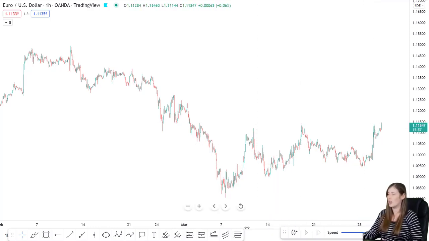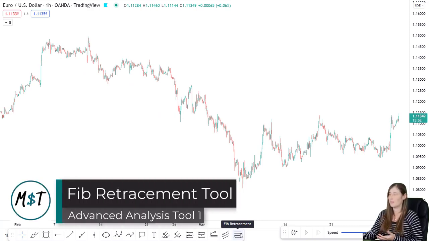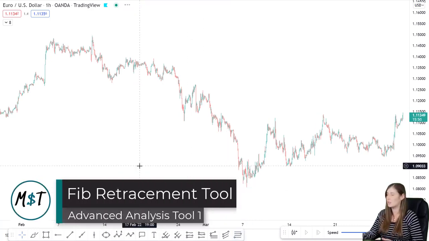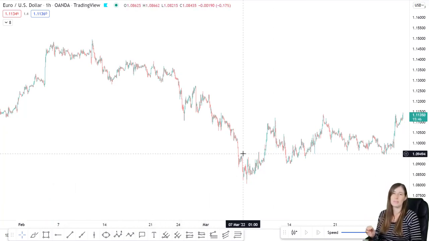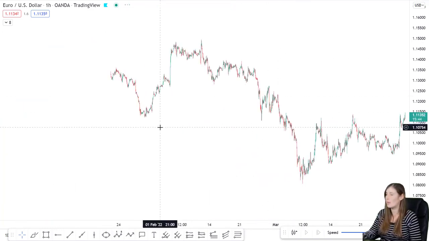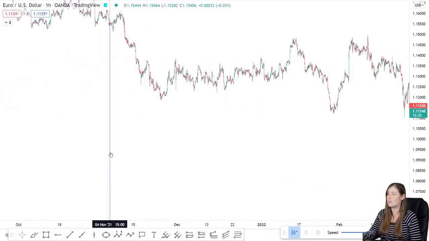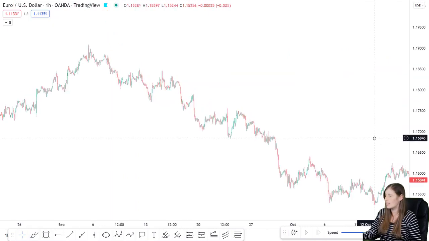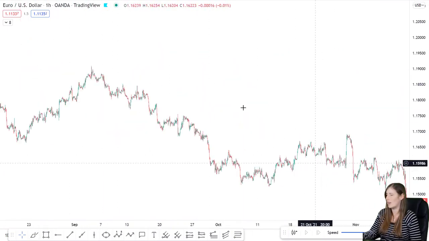tools. So I'm going to start with the first tool, and that is the fib retracement tool. Now this is a really useful tool. Quite a lot of traders do tend to use this, and it's very useful particularly in a trending market. So what I'm going to do is go back in time and find somewhere where this tool might come in. So let's just take this leg for example. As you can see, if I zoom out, we're clearly in a downtrend.